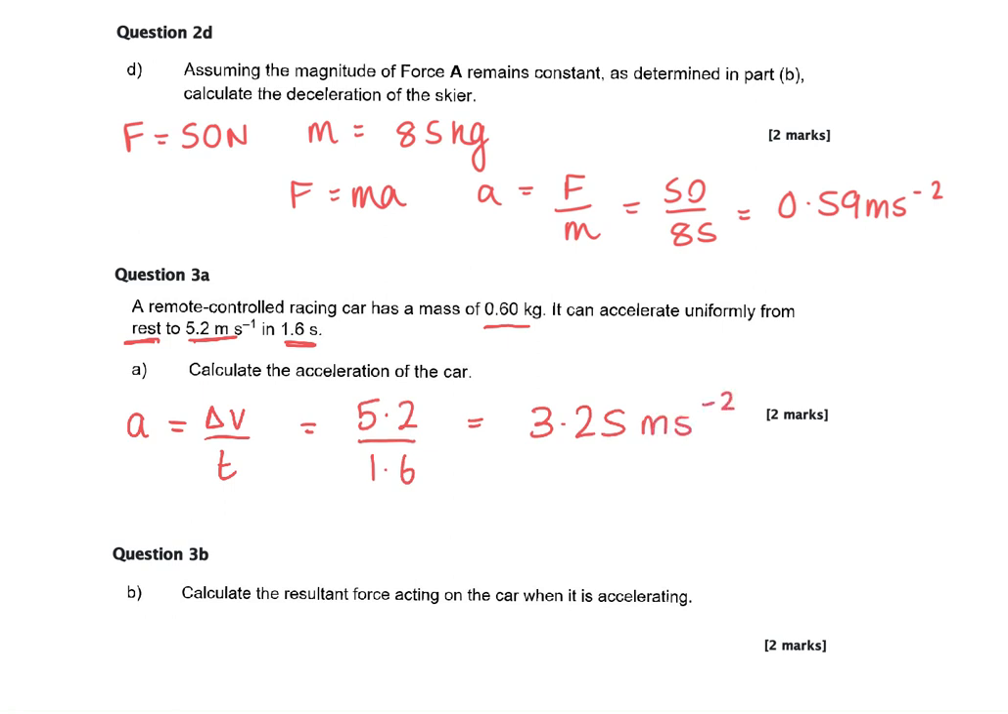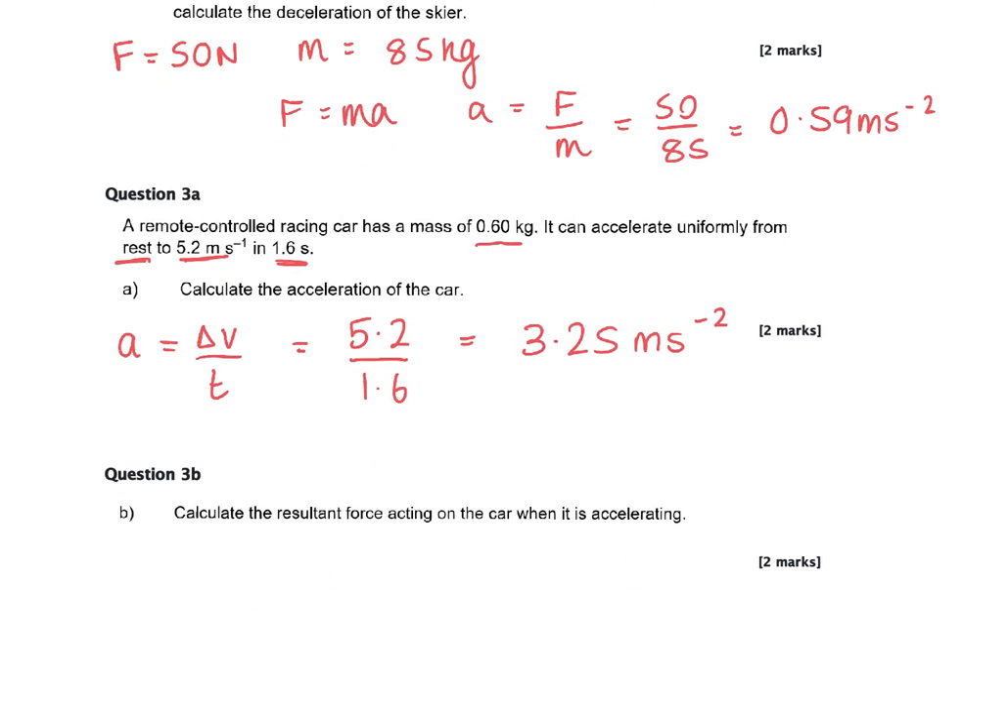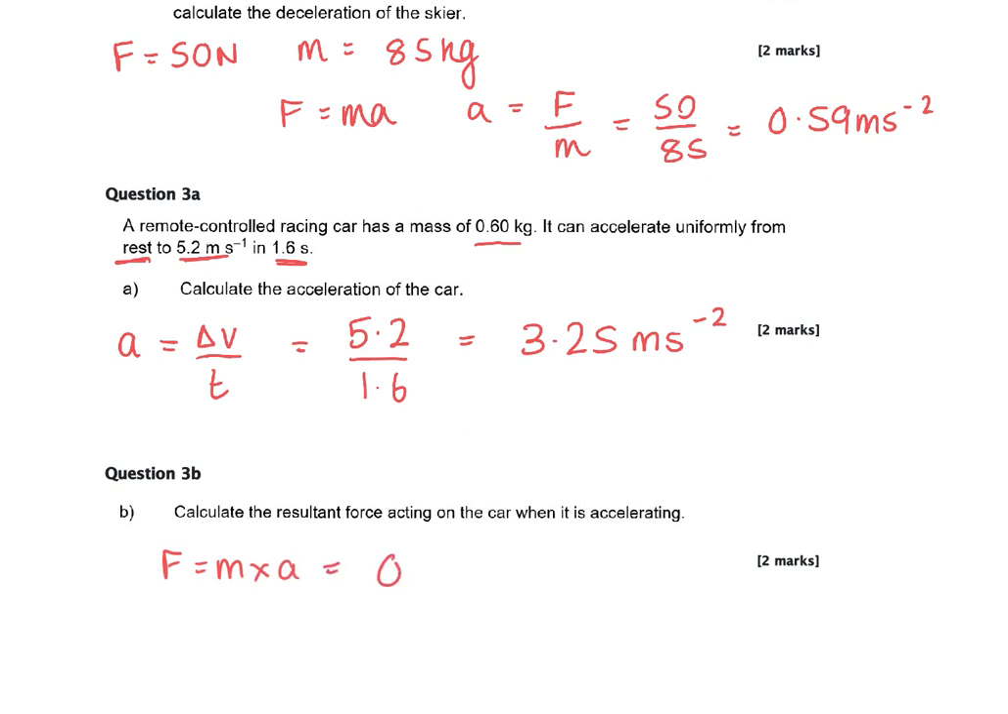And then we've got to calculate the resultant force, so we're going to use the mass there. F equals ma. So we're going to take its mass of 0.6, it's in kilograms, so we don't need to do anything to our mass, times it by what we've just worked out, and you're going to get 1.95 newtons. Don't forget to add your units. This is a force, so it's going to be in newtons.